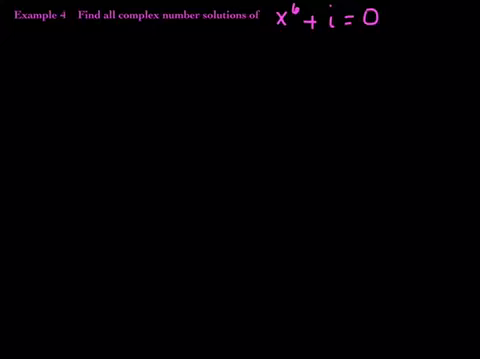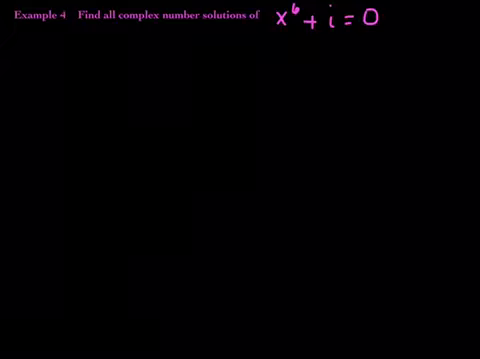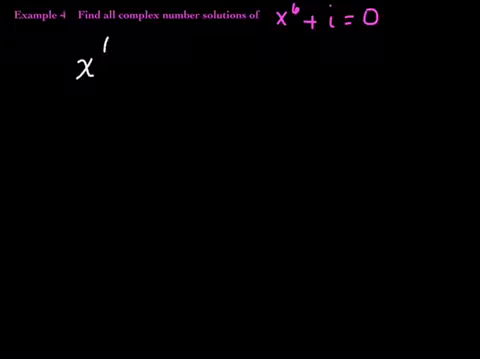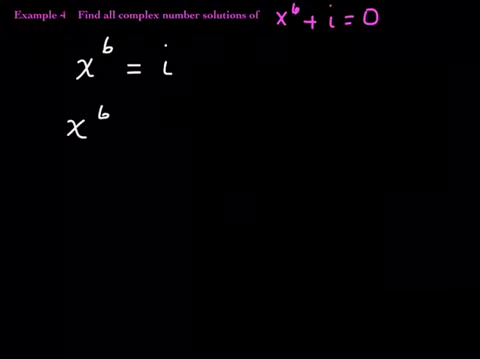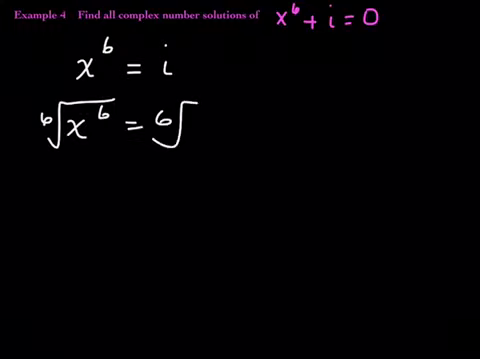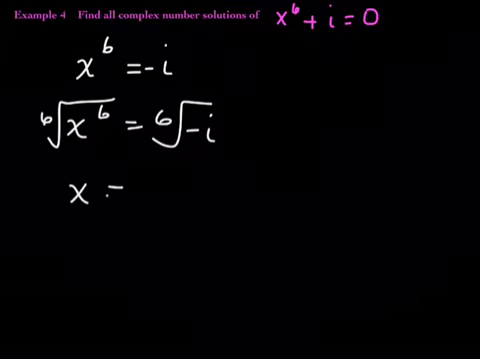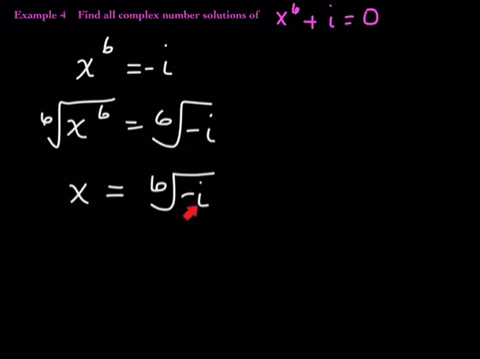All right, last example. Find all complex number solutions of x to the sixth power plus i is equal to 0. Now, when they say solve for x, that means you want to isolate x, isn't it? So what you want to do first is subtract i from both sides. And then to solve for x, you're going to want to take the sixth root of both sides. When you subtract i from both sides, you get negative i. So then x is equal to the sixth root of negative i. If you and I are successful at finding the sixth roots of negative i, then you and I will have our solutions.